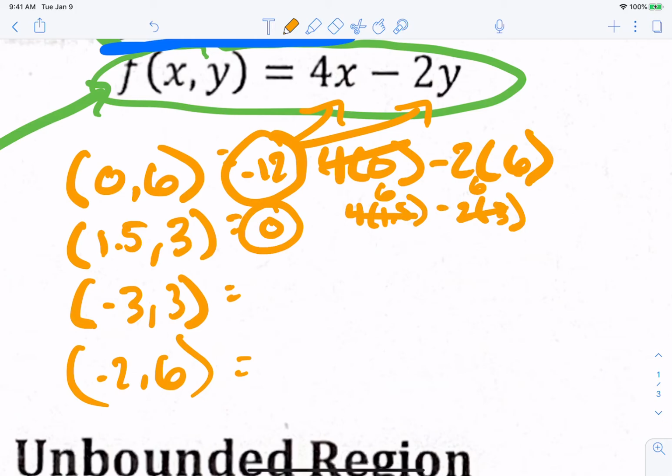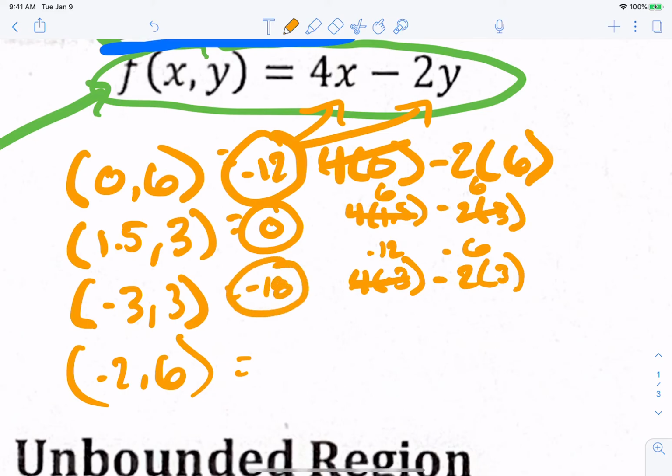Okay, negative 3, comma 3. If we plug in 4 times negative 3, minus 2 times 3, that's negative 12, and minus 6 is negative 18. Okay, 4 times negative 2, minus 2 times 6. This guy's negative 8 and negative 12, so negative 20.